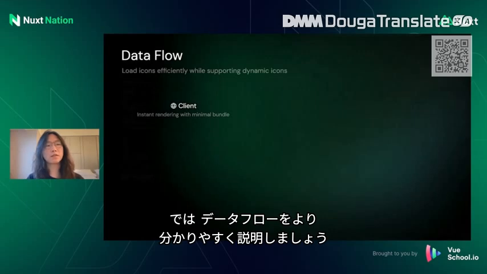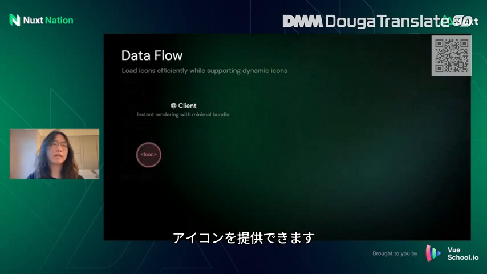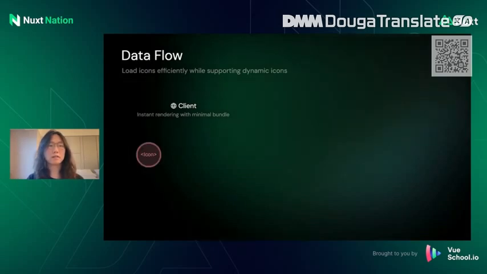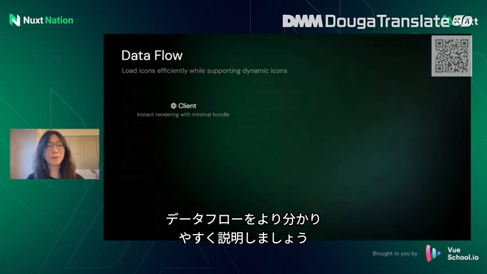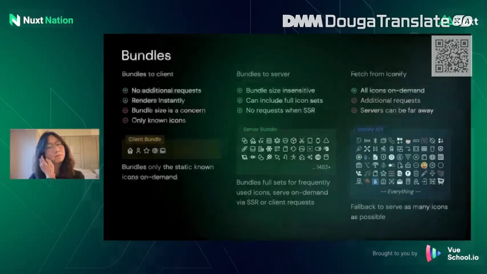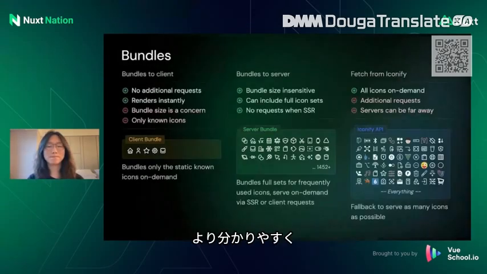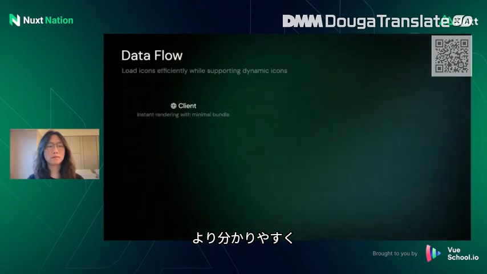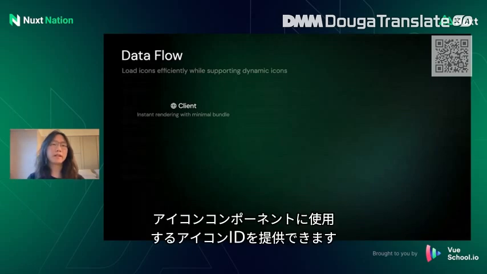So let's walk through the data flow to make it cleaner. We can provide an icon ID to the icon component to use it.